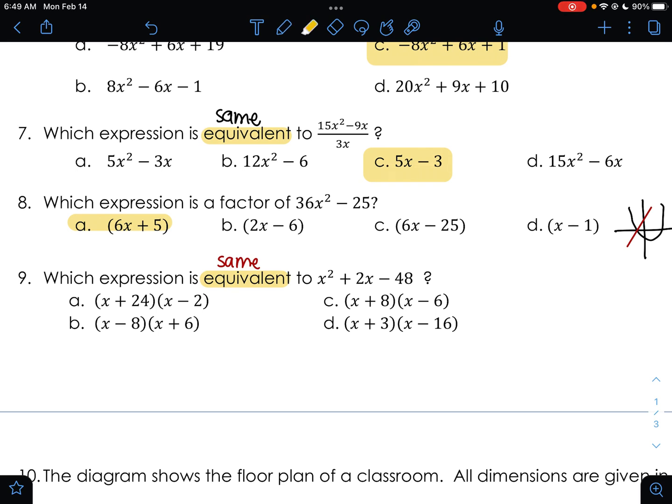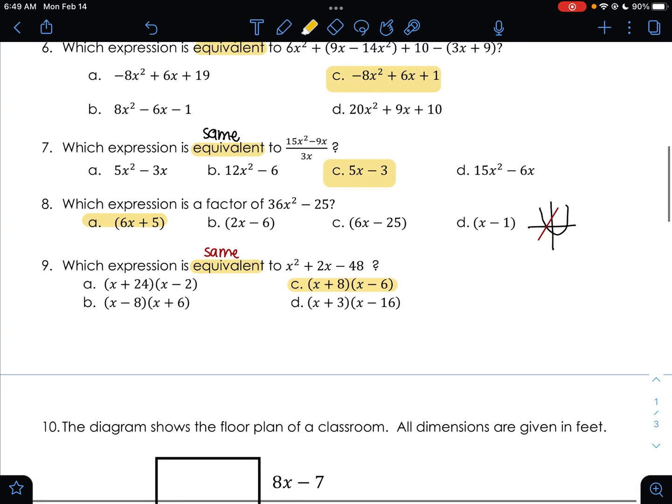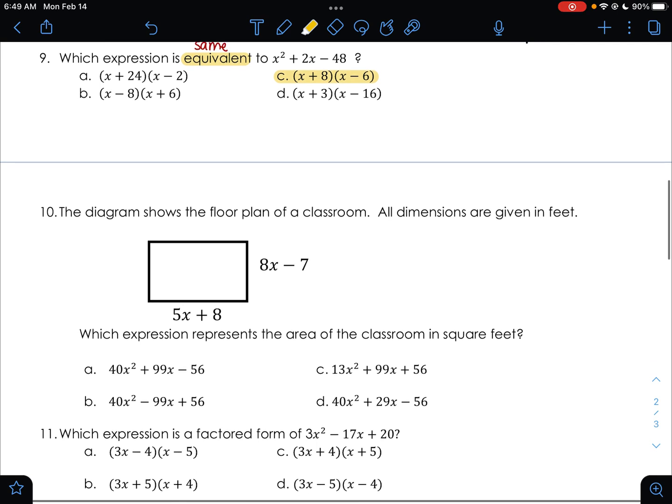So again, when it says equivalent, we're looking that it is the exact same graph. When it says it's a factor, we're looking that it goes through one of the x-intercepts, like number 8. Okay, here we go. The diagram shows a floor plan of a classroom. All dimensions are given in feet. Which expression represents the area of the classroom in square feet?